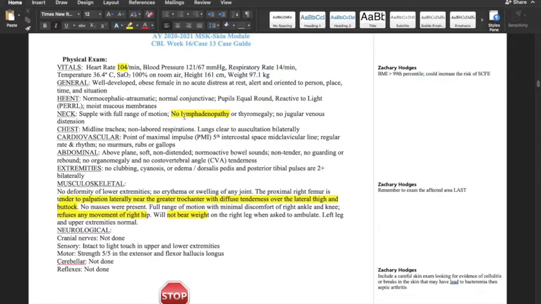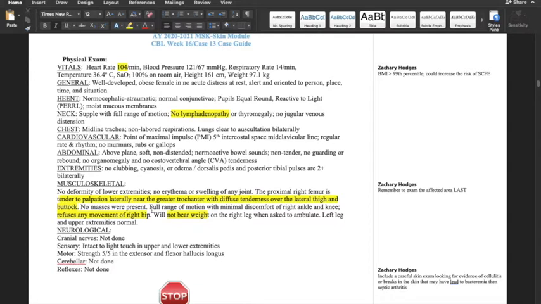Moving on to the rest of the physical exam, we have no lymphadenopathy. The abdominal exam and cardiovascular exam are normal. There's no CVA tenderness, making me think a UTI or a kidney stone might be less likely. For the musculoskeletal exam, she has pain in the proximal femur and is tender to palpation laterally near the greater trochanter with diffuse tenderness over the lateral thigh and buttock.